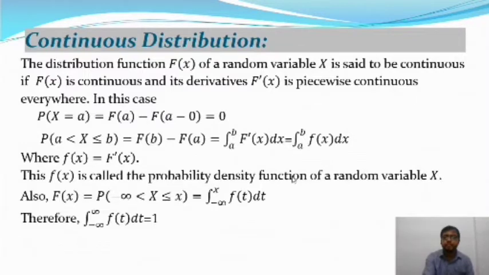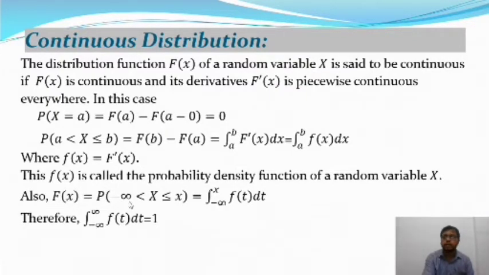So for a random variable capital X, small f(x) is called the probability density function, and it satisfies that the probability of a < X ≤ b is equal to the integration over a to b of f(x) dx, where f(x) is equal to F'(x), and F'(x) is piecewise continuous everywhere.